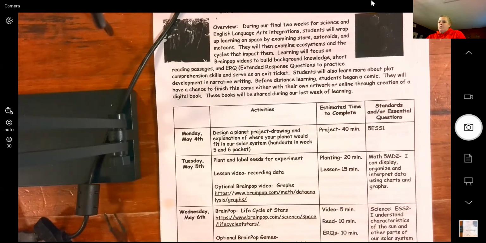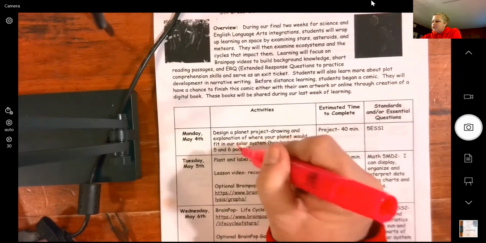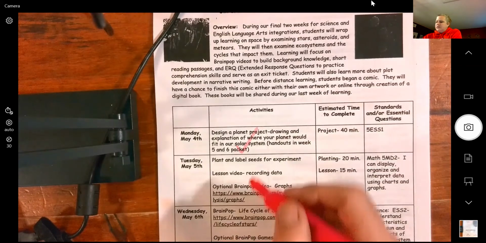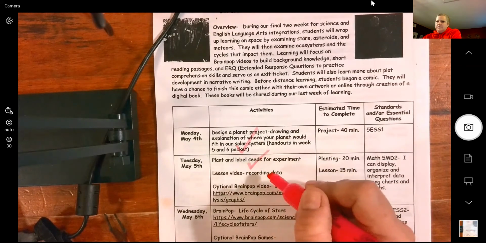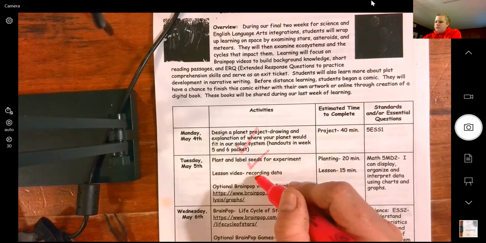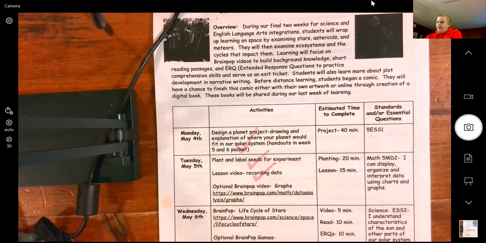So Monday you were working on your planet project, which should be complete. Tuesday we planted our seeds. If you weren't on our Zoom meeting, there's a video that will help you. And there's a great video on graphing and charts on BrainPOP that is optional. It'll help you with 2 of our projects over the next couple of weeks.